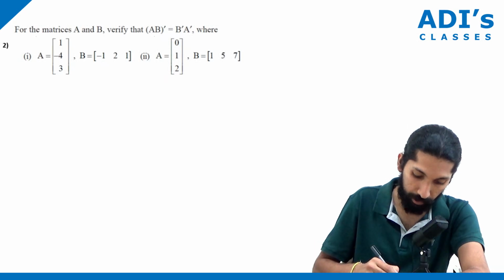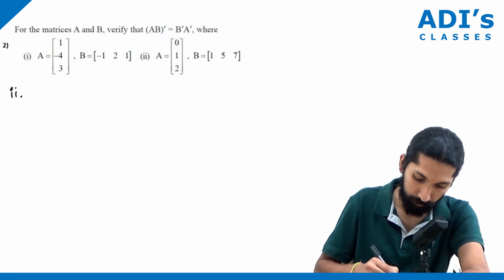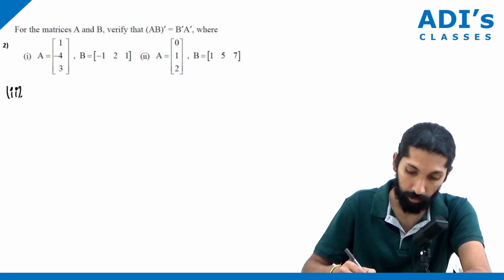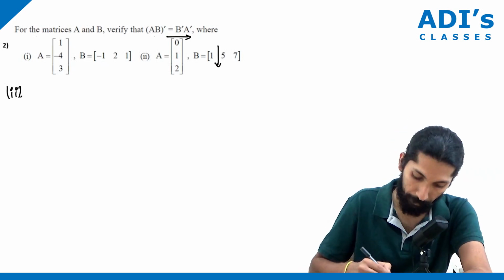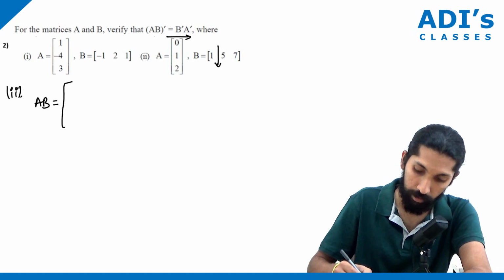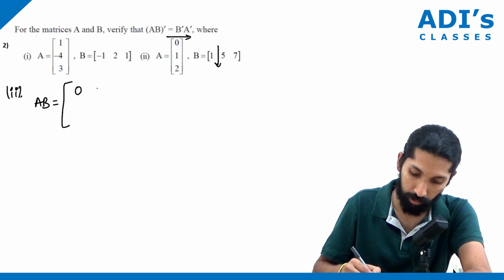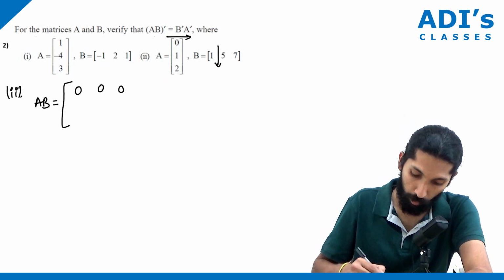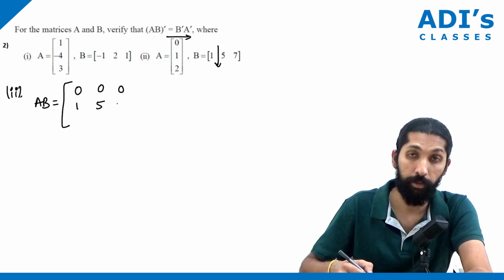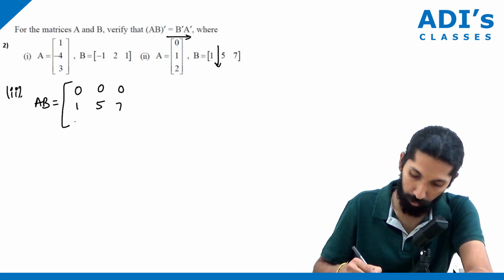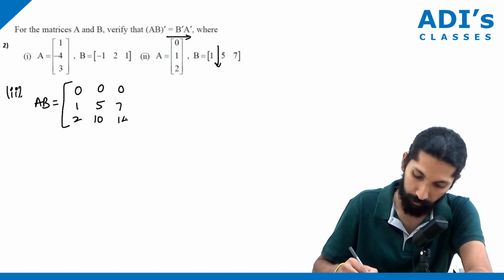Now let's do the second subpart in the same thing. See, in the second part, again, AB we have to do. Remember, row, column, correct? So first AB is going to be 0 into 1, 0, 0, 0, because 0 into anything is 0, right? 1, 5, 7, because 1 into any number is the same number. Now, 2, 10, 14, correct?